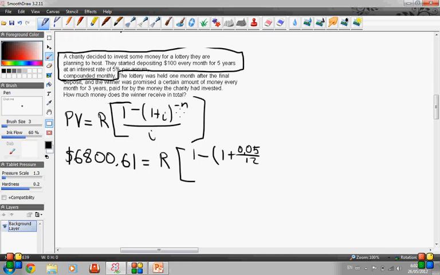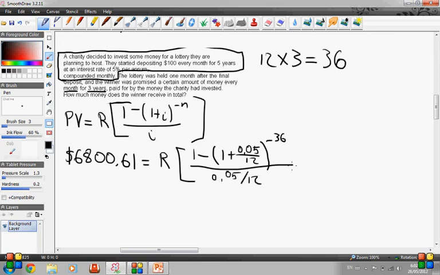The I value remains the same because the bank account still has the same interest rate of 5% per annum. So we're going to leave that as 0.05 over 12 to the power of negative n. However, here the n value has changed because now the time frame here is 3 years every month. So we know that there are 12 months in a year and they're asking us for 3 years. So the n value here would be 36, to the power of negative 36, divided by I, which is again 0.05 over 12.